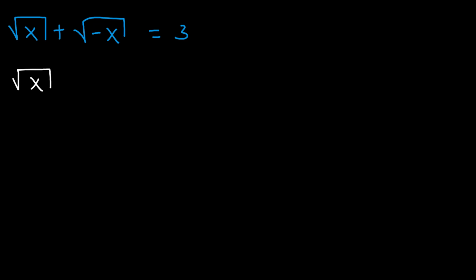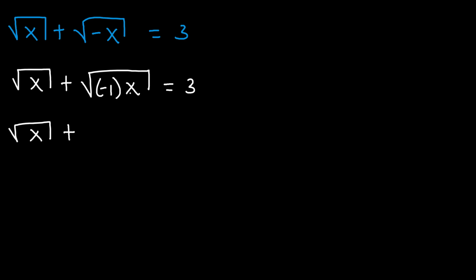We have the equation the square root of x plus the square root of negative x equaling 3, and we shall have to find the values of x. Now this can also be written as the square root of x plus the square root of negative 1 times x equaling 3. And so we shall have the square root of x plus, this can also be written as the square root of negative 1 times the square root of x equaling 3.